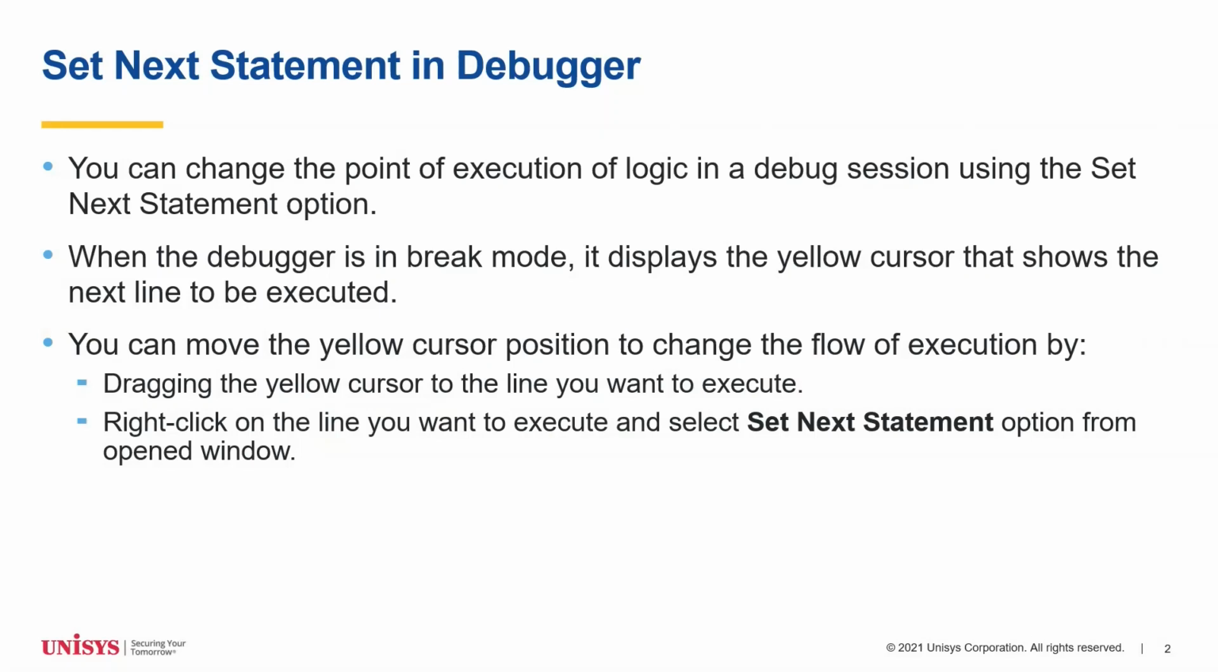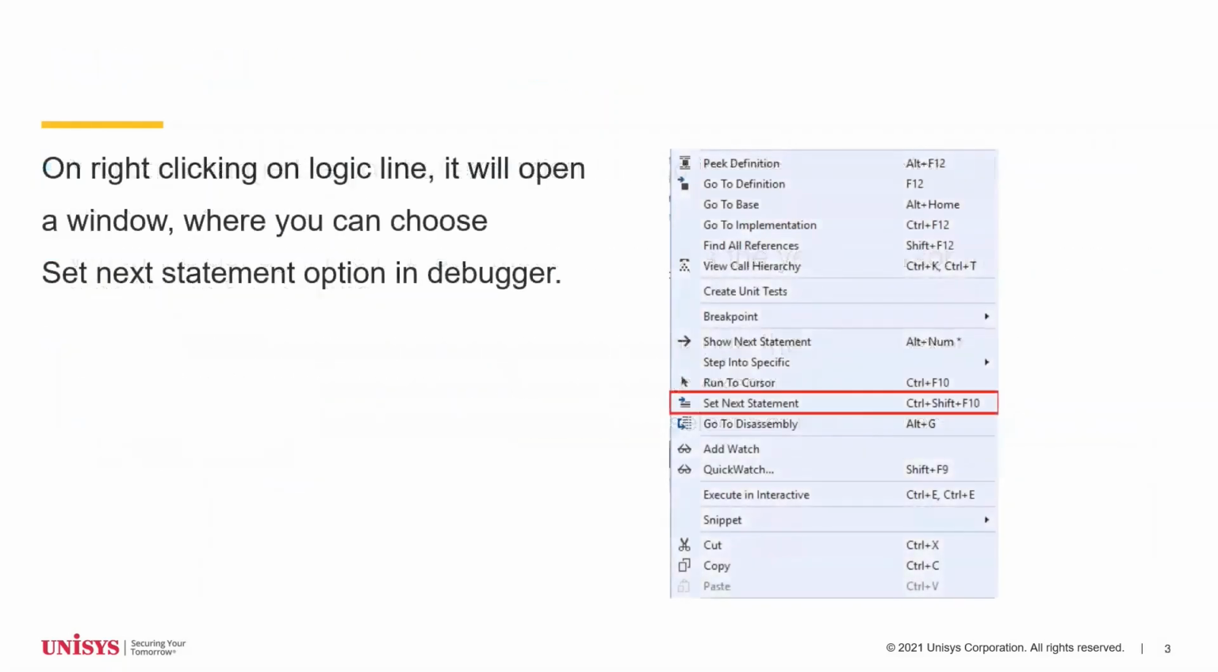When the debugger is in break mode, it displays the yellow cursor that shows the next line to be executed. You can move the yellow cursor position to change the flow of execution by either dragging the yellow cursor to the line you want to execute, or right clicking on the line you want to execute and selecting the set next option from the open window. So you can see when you right click on the logic line, you can see the open window, and the highlighted part is the set next statement. You can choose it from the open window.